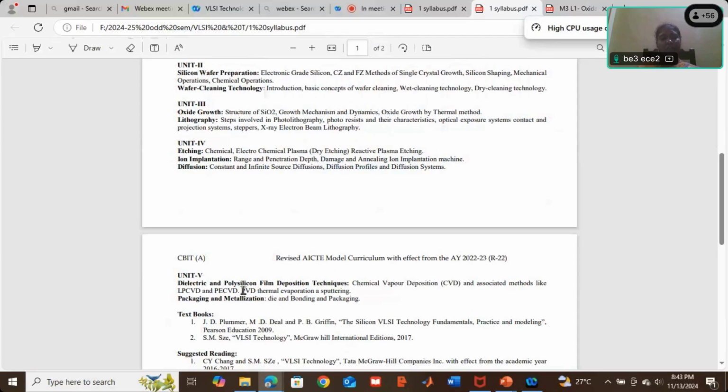And the last question in 5th unit, PVD. Physical vapor deposition. 2 methods are there, thermal evaporation and sputtering, with the diagrams and necessary equations.